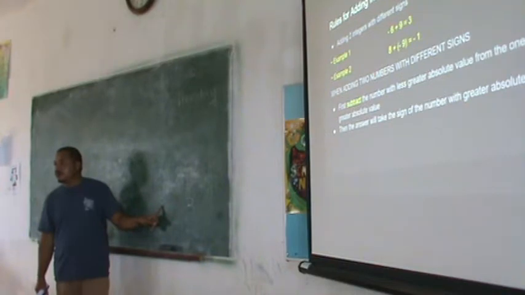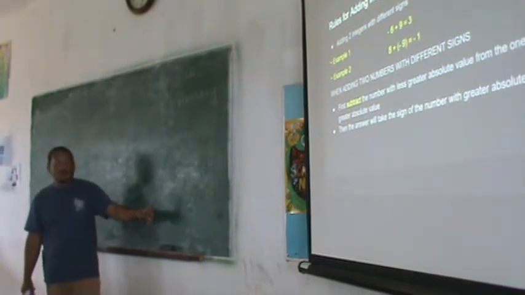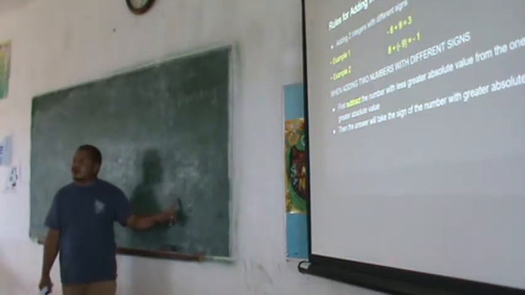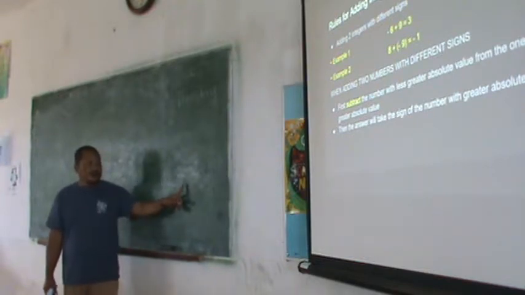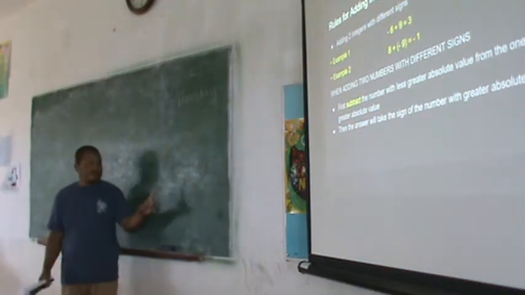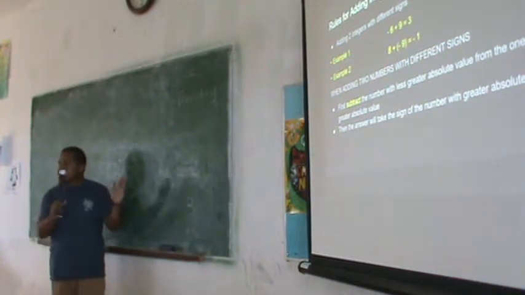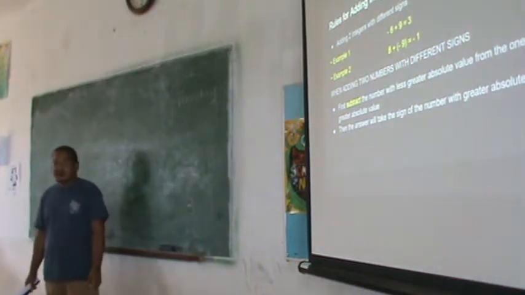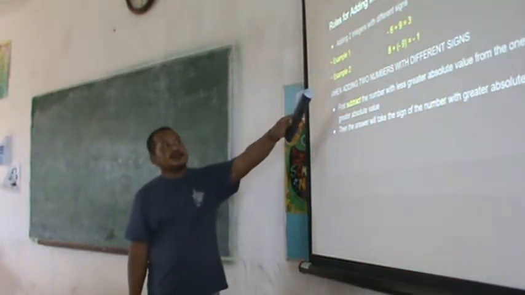Because it's on the right side. I don't know how to explain. Oh, it's because we're talking about only the distance away from 0. Okay? So the absolute value of 3, the distance away from 0, is 3 units. The distance away from 0 of negative 2 is positive 2 because we're just counting the distance away. Okay? So example number 1, adding two integers with different signs.